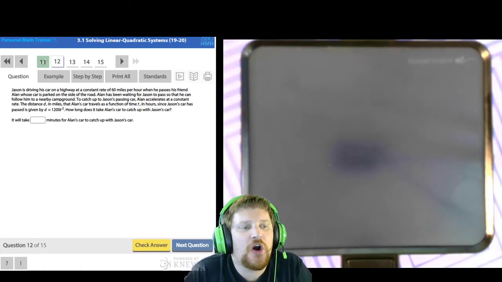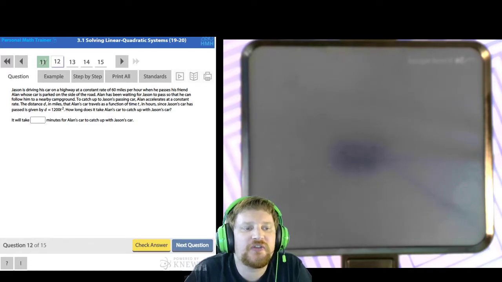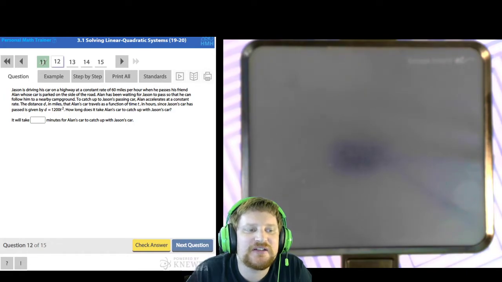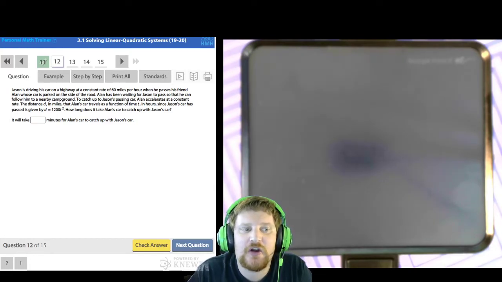Jason is driving his car on a highway at a constant rate of 60 miles per hour when he passes his friend Alan, whose car is parked on the side of the road. Alan has been waiting for Jason to pass so that he can follow him to a nearby campground. To catch up to Jason's passing car, Alan accelerates at a constant rate. The distance d in miles that Alan's car travels as a function of time t in hours since Jason's car has passed is given by this formula. How long does it take Alan's car to catch up with Jason's car?